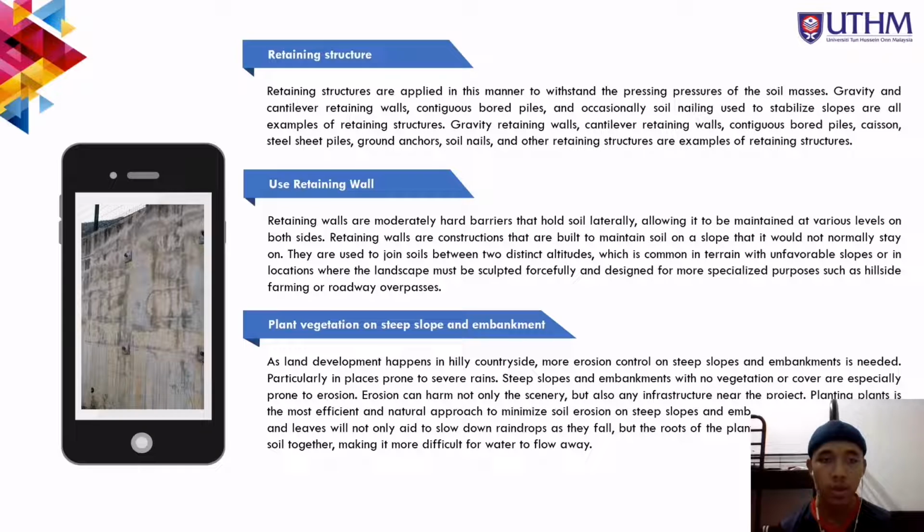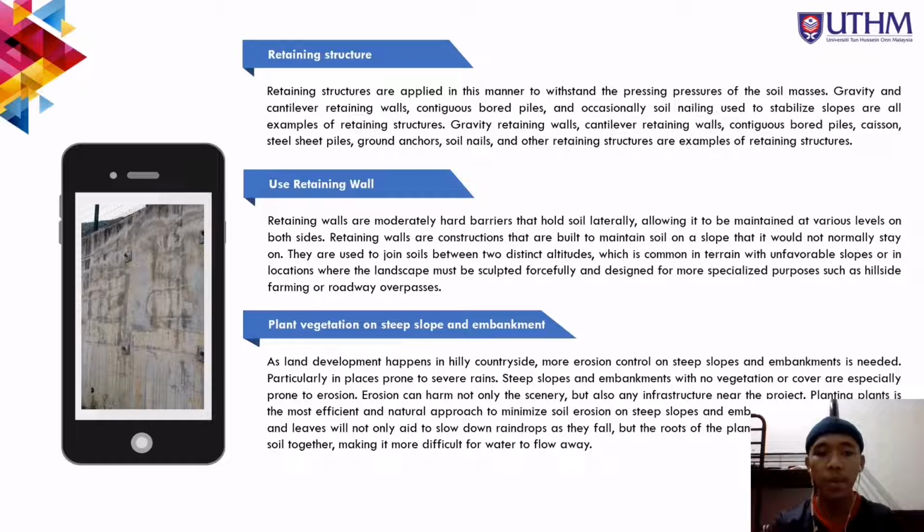Next, use retaining walls. Retaining walls are moderately rigid barriers that hold soil laterally, allowing it to be maintained at various levels on both sides. Retaining walls are constructions that are built to maintain soil on a slope that it would not normally stay on. They are used to join soils between two distinct altitudes, which is common in terrain with unfavorable slopes, or in locations where the landscape must be sculpted forcefully and designed for more specialized purposes such as hillside farming or roadway overpasses.